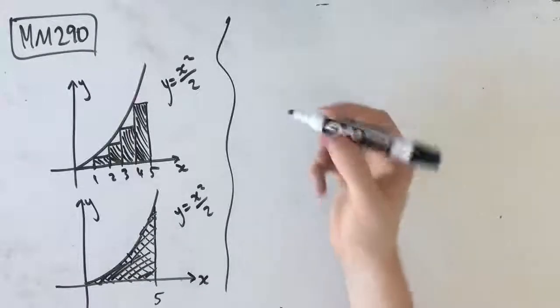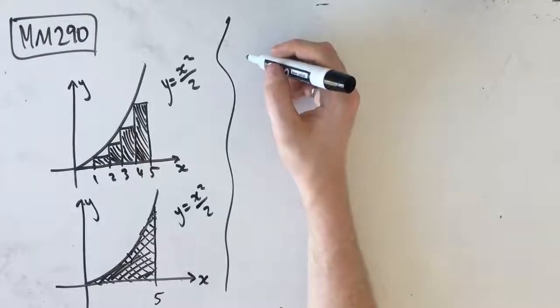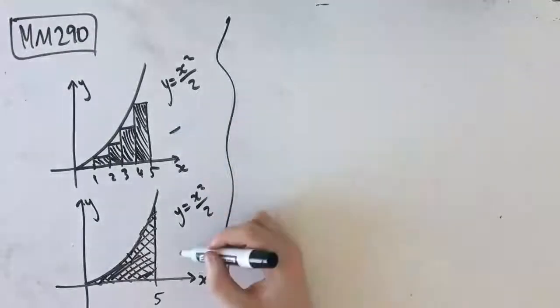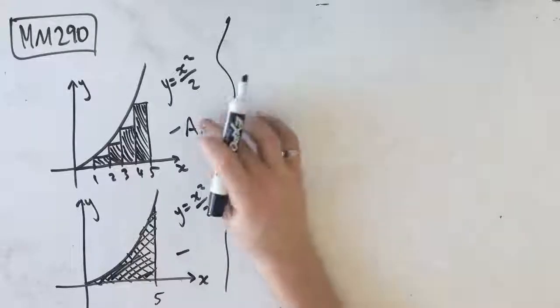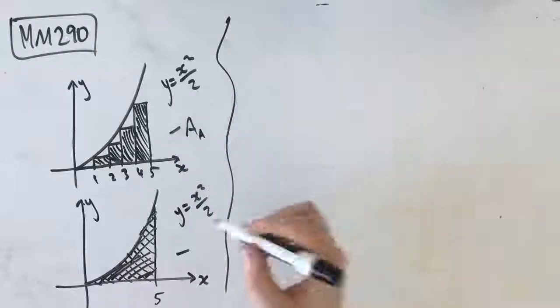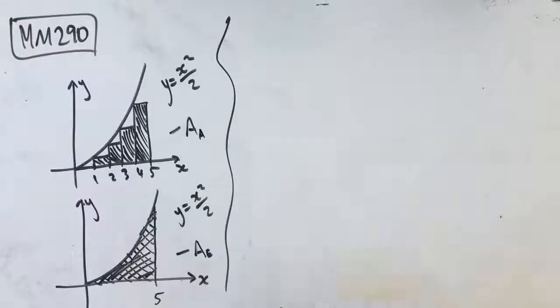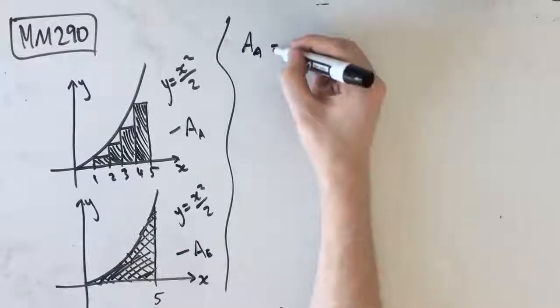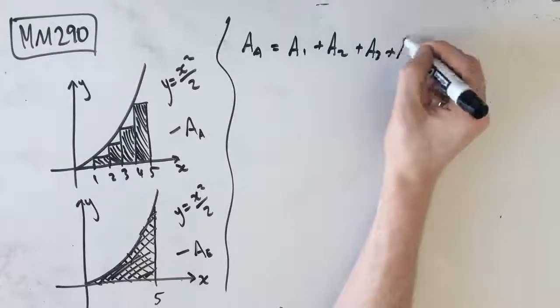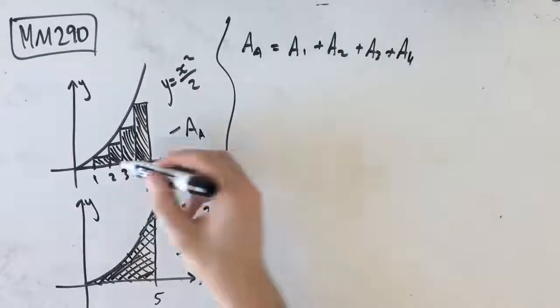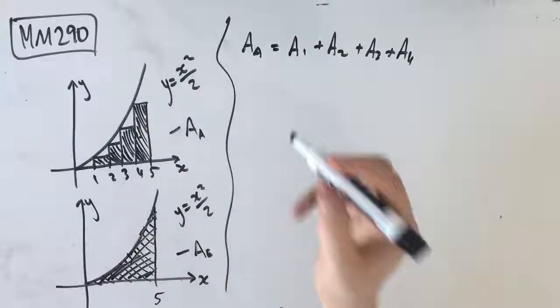Alrighty, awesome. So, we're not going to be able to find k until we find the area of this and the area of this. Let's call the approximation A approximation, AA, and the exact area A exact, AE. So, our approximation is equal to A1 plus A2 plus A3 plus A4, where these areas are the individual areas of each of these rectangles.